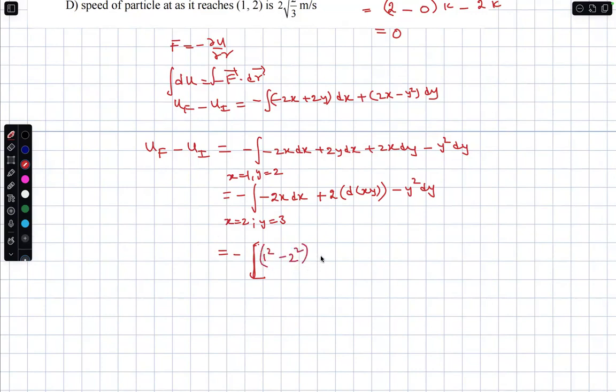First term is done. Then 2 times d(xy): xy product final minus xy product initial. Final is 2, initial is 6. So 2 times (2 minus 6). Y square dy means 1 by 3 times y cube. Please help me here, 2 cube minus 3 cube.